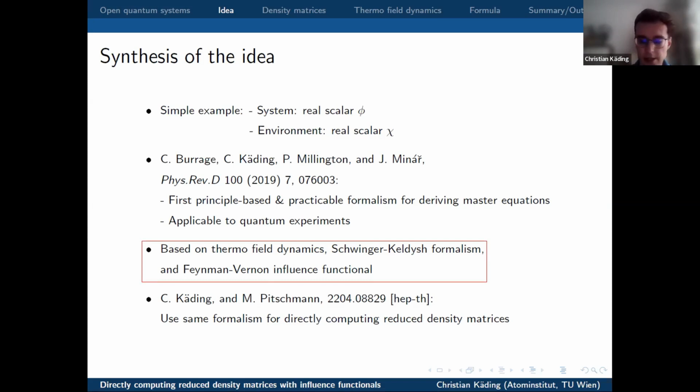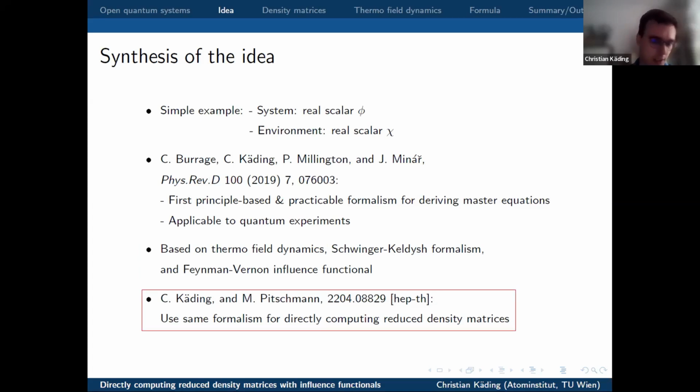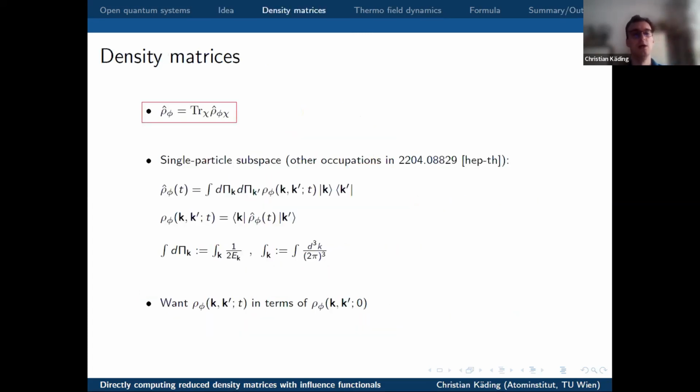And recently Mario Pitschmann and I put out this paper here, and there we use the same formalism, but for directly computing the reduced density matrix without even having to think about master equations. So you can calculate the density matrix, and you don't even have to write down a master equation to get it directly in a momentum basis in this case, but you could also think about other bases, of course. Right. So let's talk about density matrices.